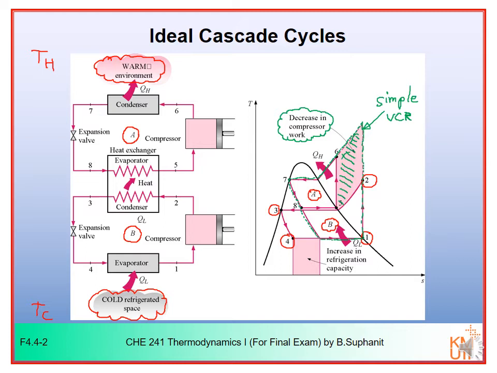Now, when we compare the cascade and the simple VCR, you can see that for the simple VCR, you have a refrigeration capacity of this amount. The width here represents the refrigeration capacity of the single VCR. This is for the simple VCR.